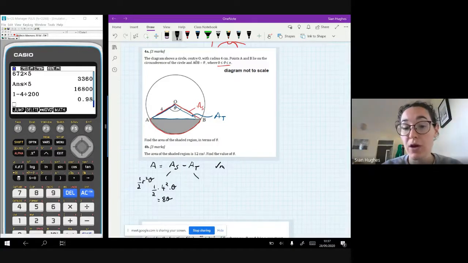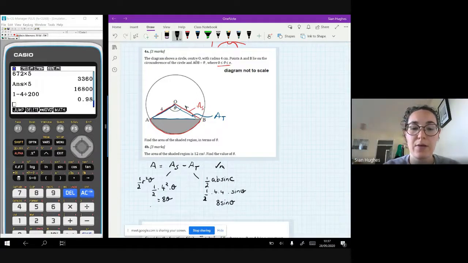The area of the triangle, there are a few ways you can go about doing the area of the triangle, but the quickest is probably to use the half AB sine C formula. So we have a half, and both the A and the B are 4s. Yeah, the two sides, either side of the angle, are both 4s. And then sine theta. So we have a half times 4 times 4, which is also 8, and we have 8 sine theta. So our area is 8 theta minus 8 sine theta.